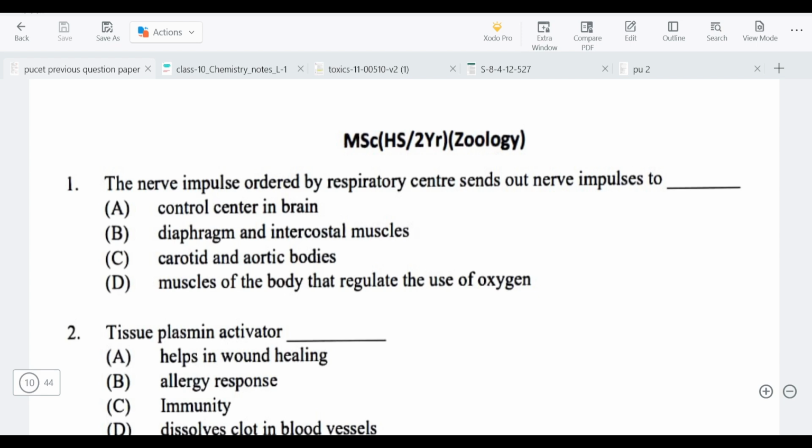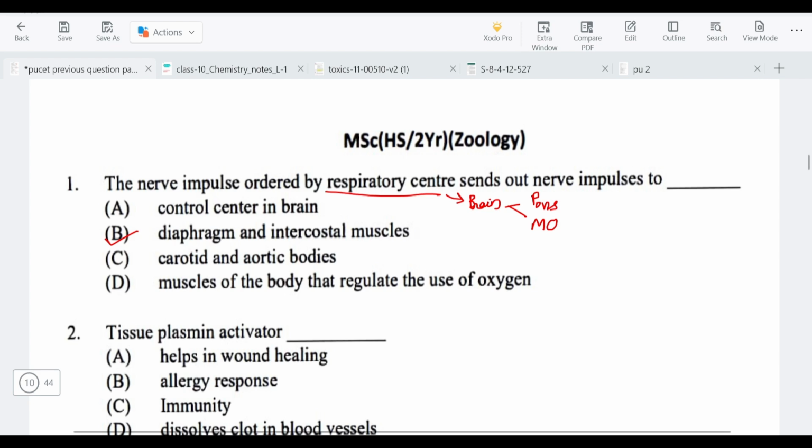Starting with the very first question: the nerve impulse ordered by respiratory centers sends out nerve impulses to the, the answer is diaphragm and intercostal muscles. Now, the question arises: where is the respiratory center located? It is located in the brain, especially in the parts pons and medulla oblongata, right?